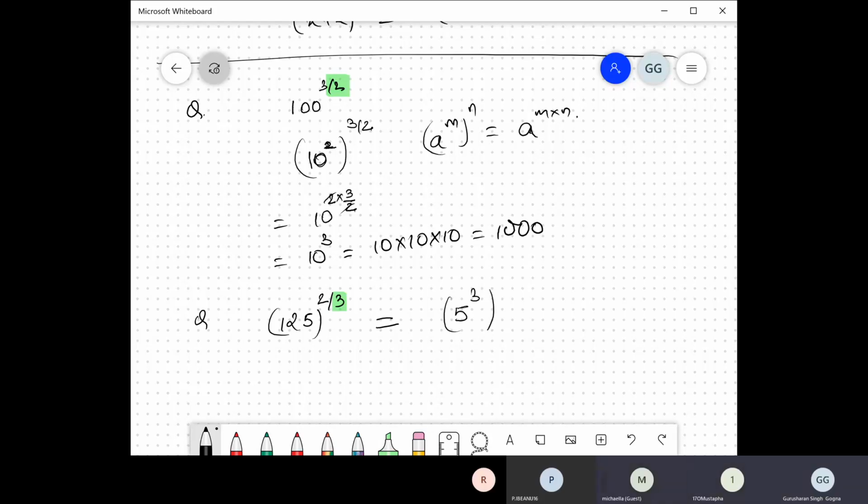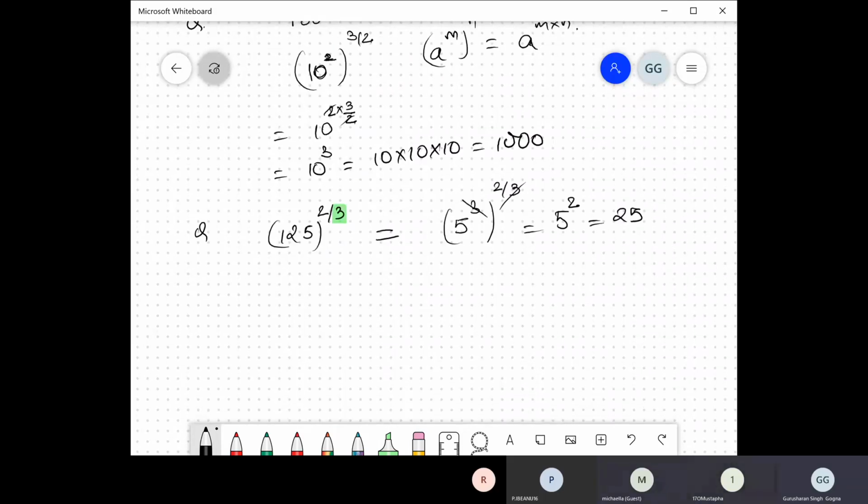So 5 to the power 3 to the power 2/3. So 3 and 3 are basically gone. You're left with 5 squared, which is 25. Okay, so let's try another one.